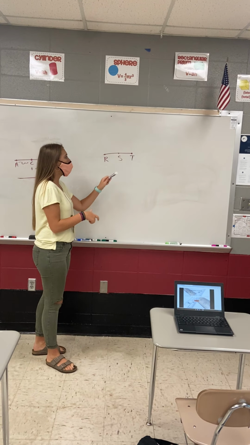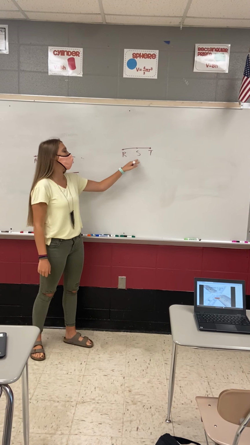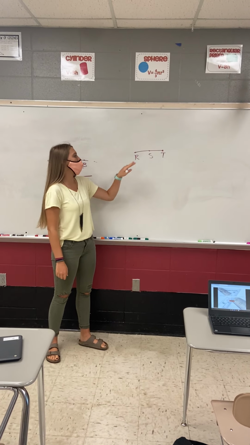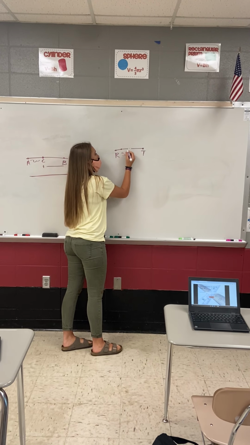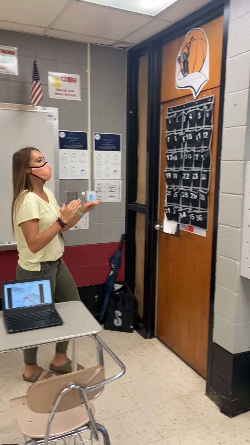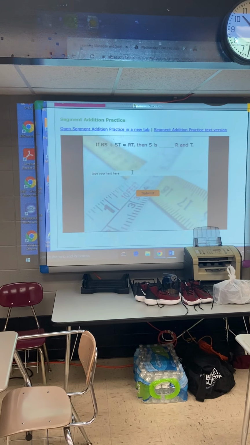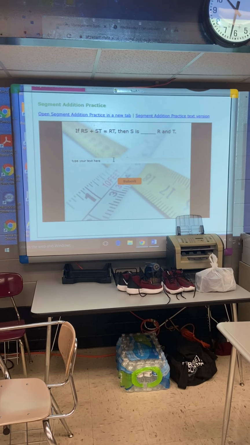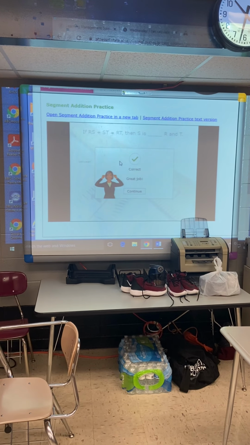Well, S is in between R and T. Now, it doesn't say S is the midpoint or S is directly in the middle. So S, it could really be right here if it wanted to be. It doesn't say where S is. We just know that it's going to be in between R and T. So what you type in is the word between. So you're going to type in between.